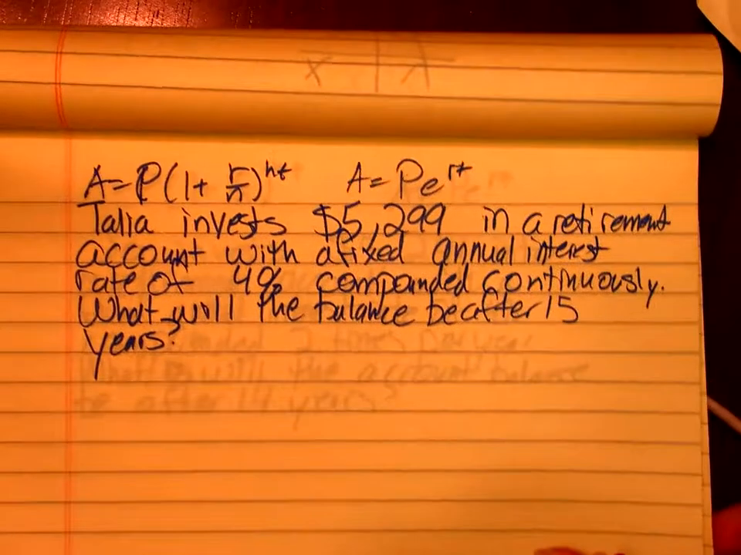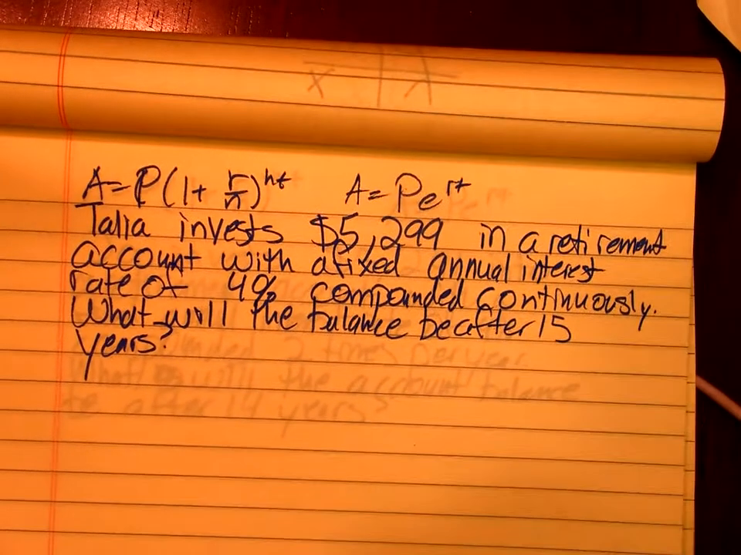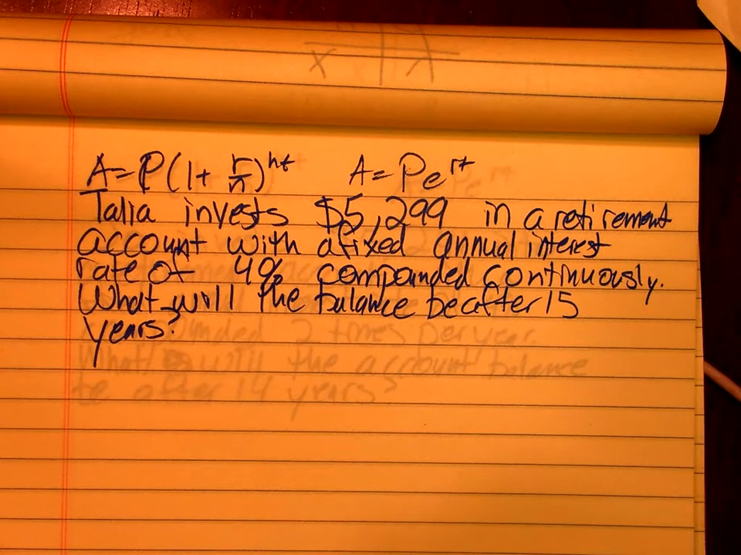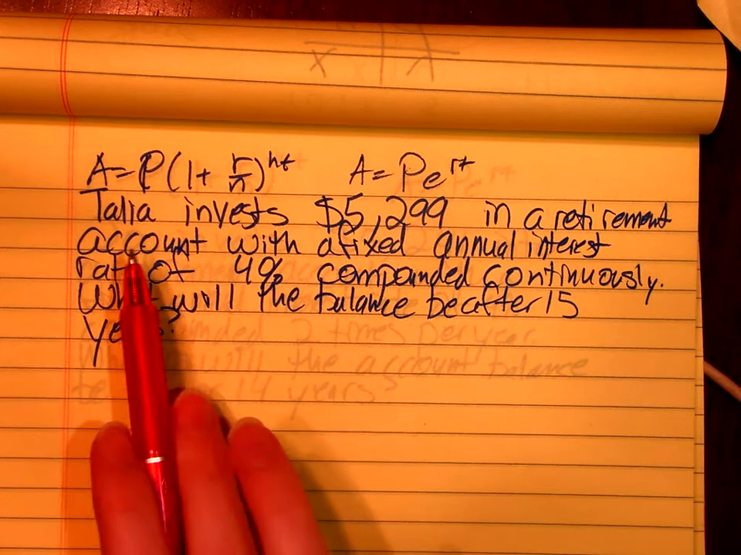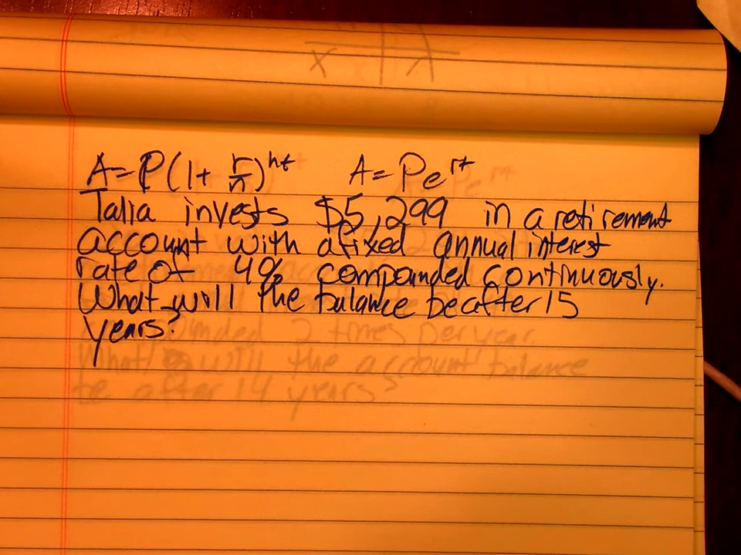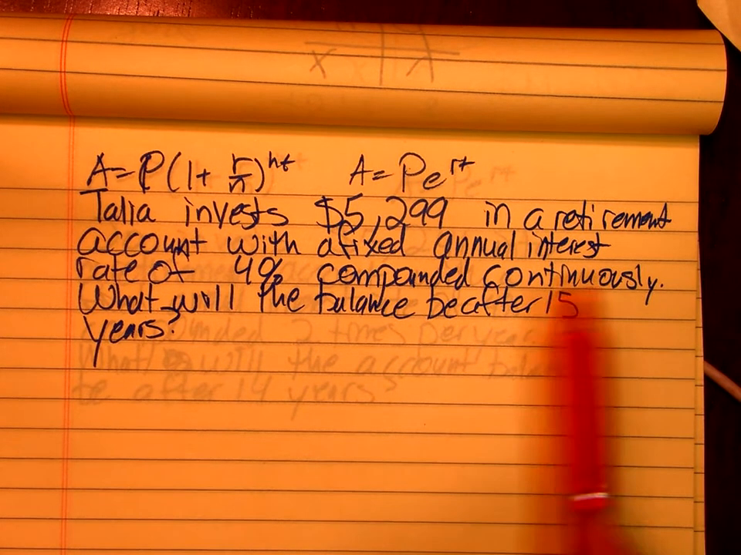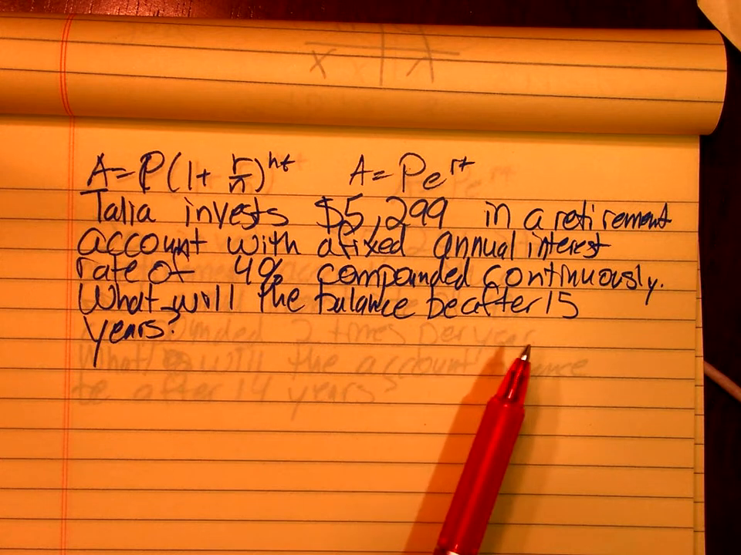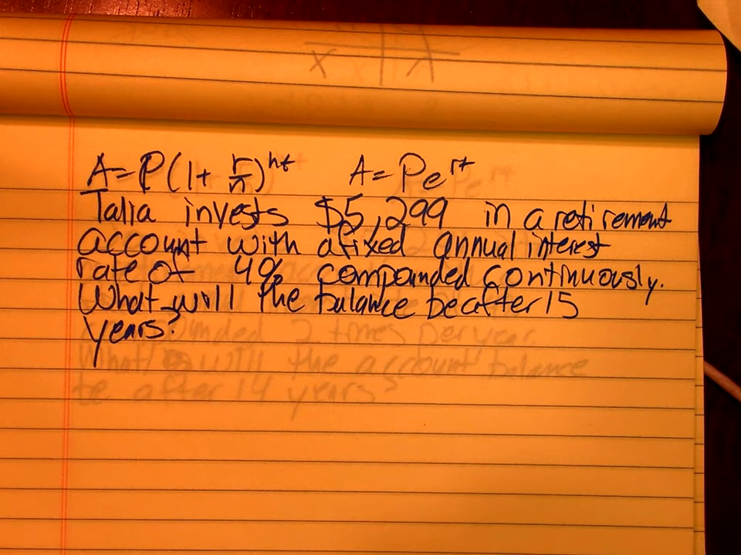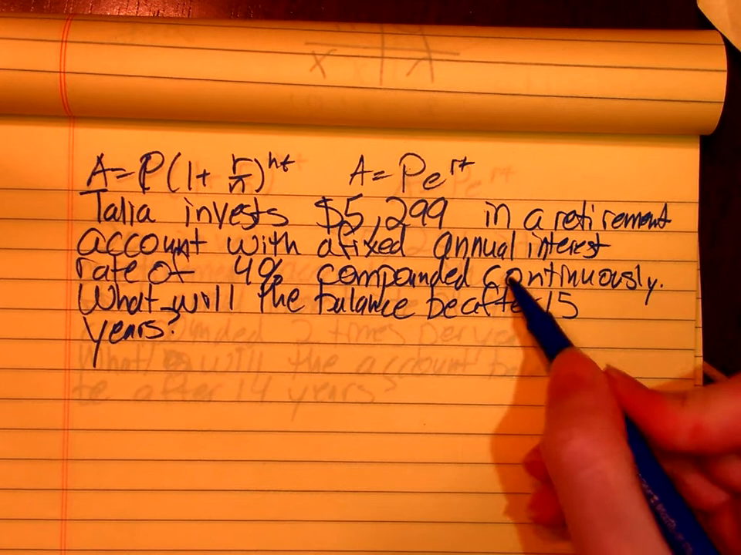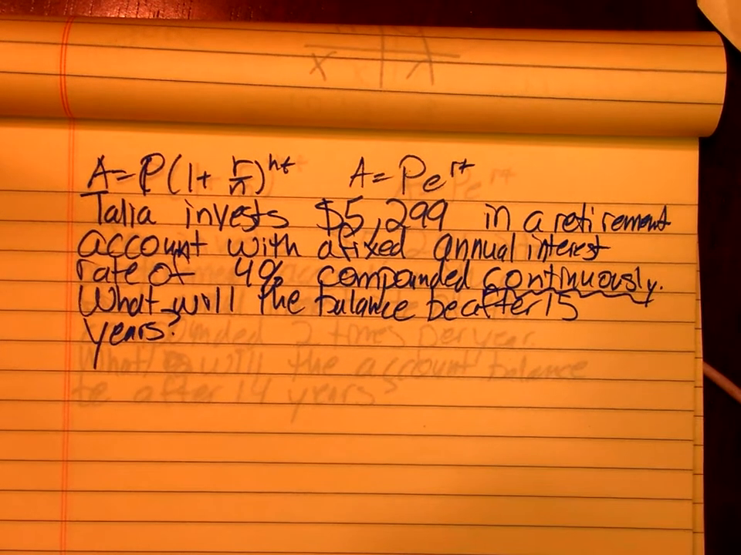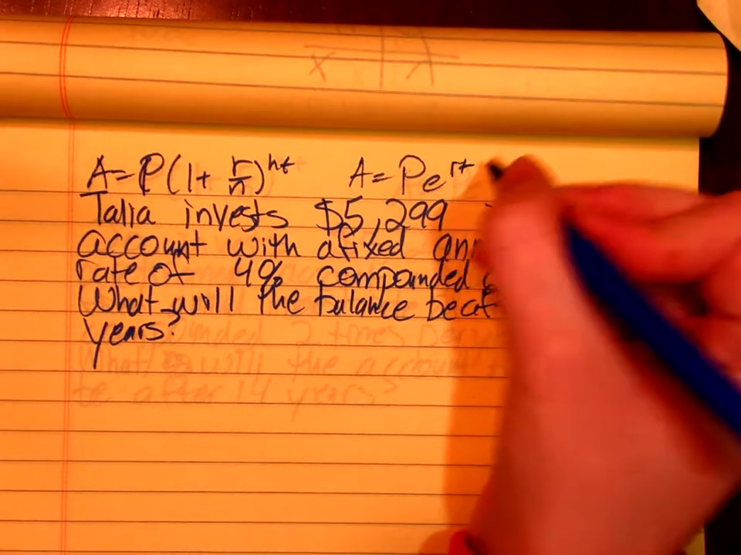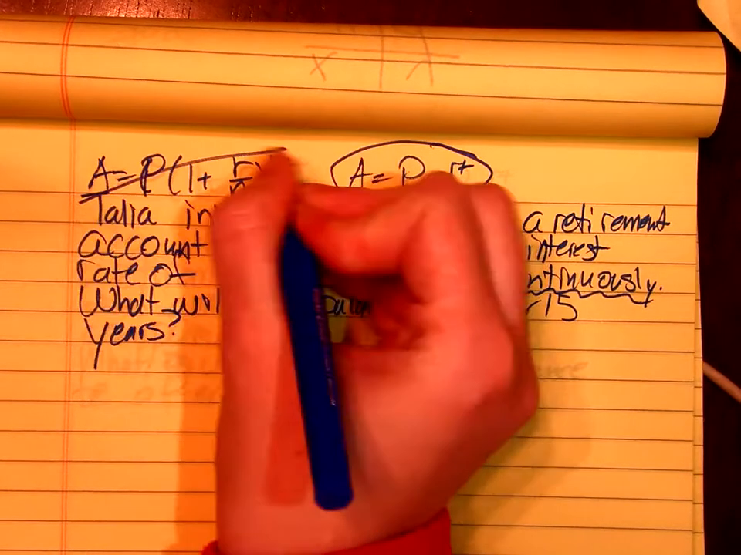When you're taking notes, I wouldn't write down this example verbatim, just write down the variables that we're defining. Talia invests $5,299 in a retirement account with a fixed annual interest rate of 4% compounded continuously. What will the balance be after 15 years? Now, first thing you need to do is identify which equation do I want to use. Well, it says very explicitly compounded continuously. That means we want this equation.